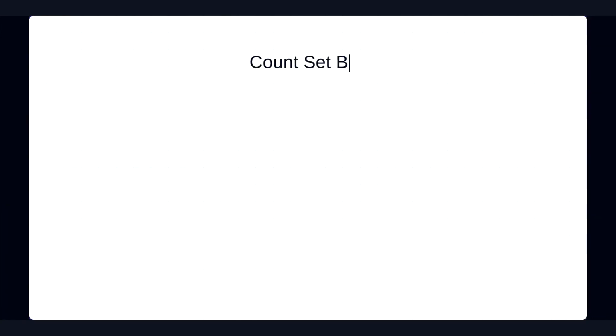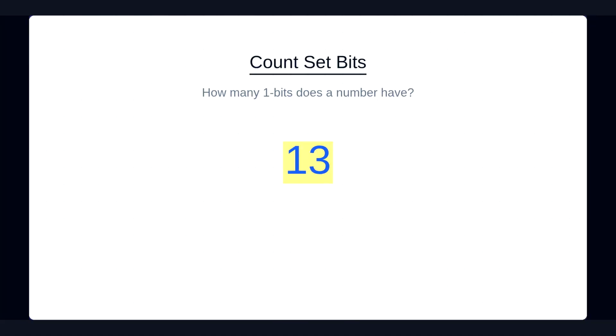Let's count the 1 bits inside a number. 13 in binary is 1101. If we count the ones, there are 3 of them. This count is sometimes called the population count. How do we make a computer find it without checking every single position?